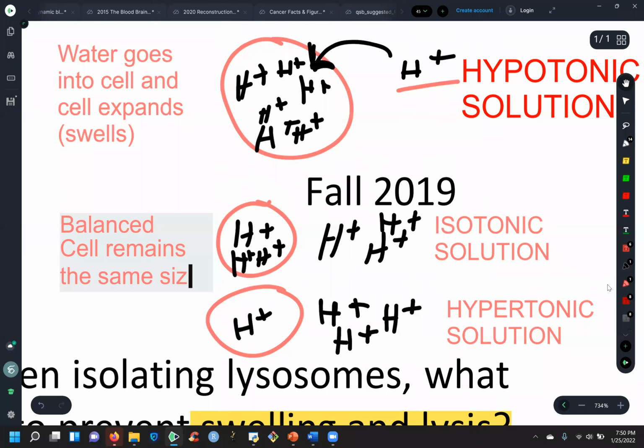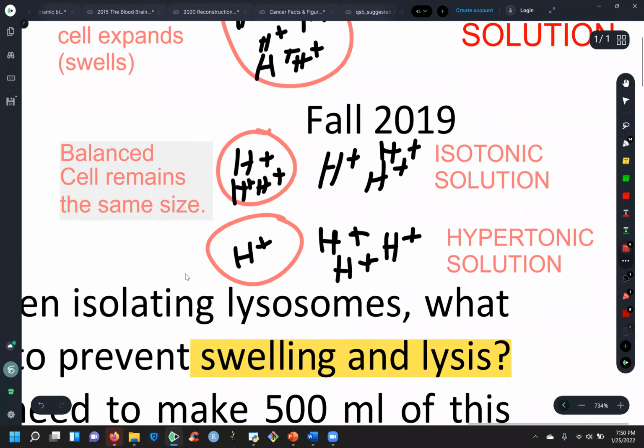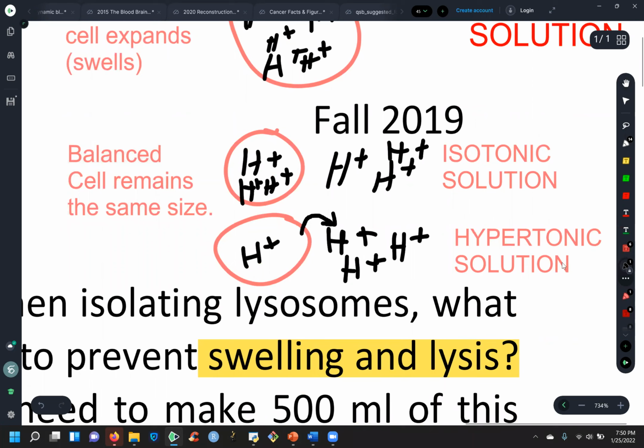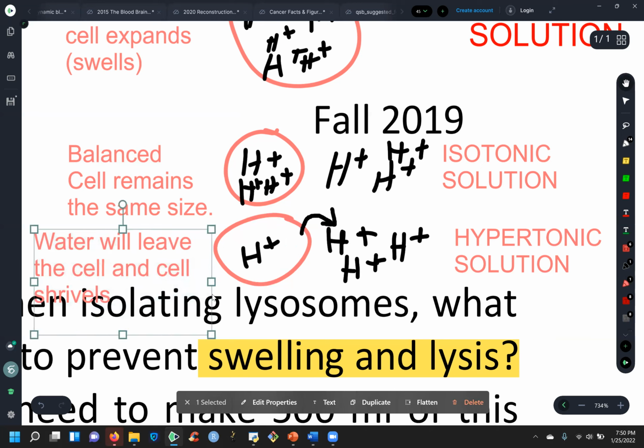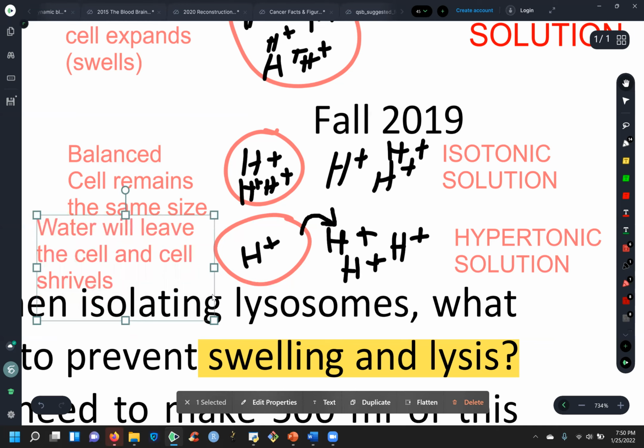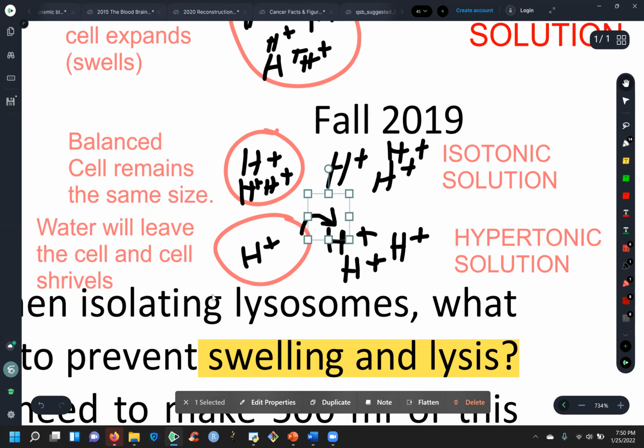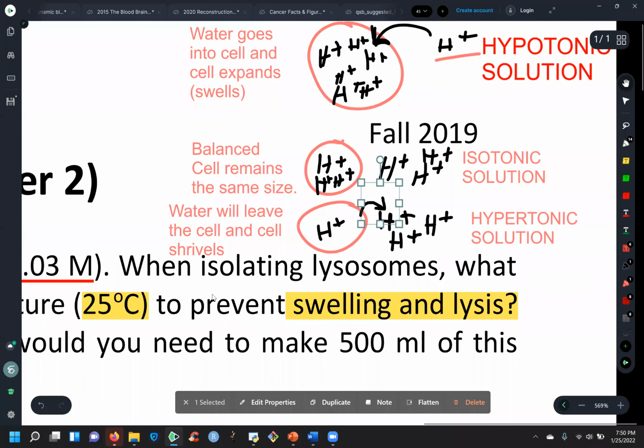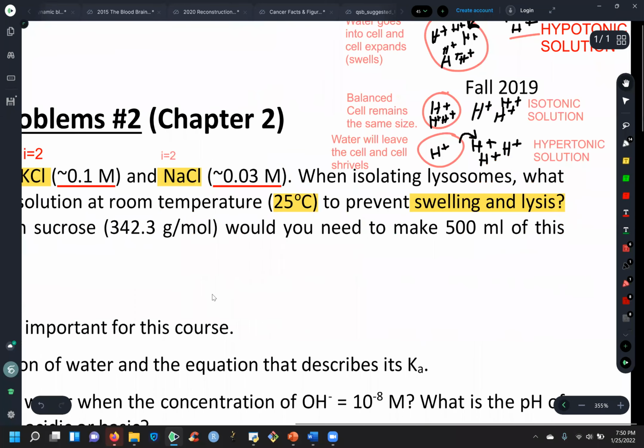And then over here on the last scenario, water is going to follow these guys. So when you have a hypertonic solution, water will leave the cell and the cell shrivels. I'm trying to remember if the professor used a different word other than shrivels. The cell will dry up, basically. I'm just going to leave it like that. Okay. So I hope those concepts are really easy for you guys to understand now, because now we can understand our problem.